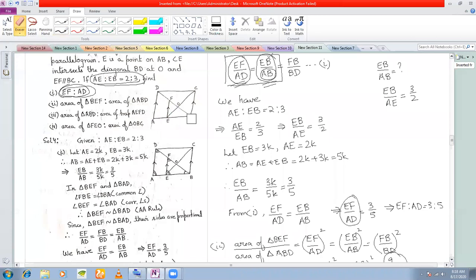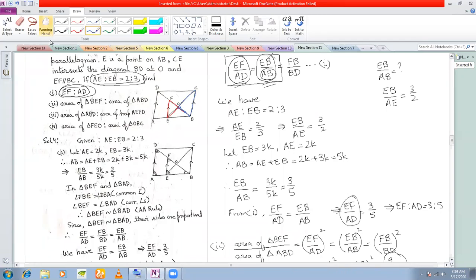Fourth question, the last part. Area of triangle FEO. Let's see which one is FEO. So FEO is my this red triangle. Okay. And is to area of triangle OBC. And this OBC is my this blue triangle. This blue triangle. Okay, need to find out the area of this. Which type of figure is this? This is my type 1 figure.